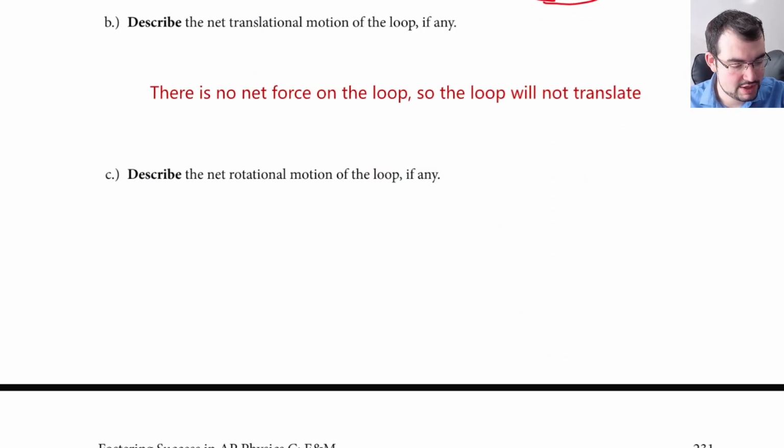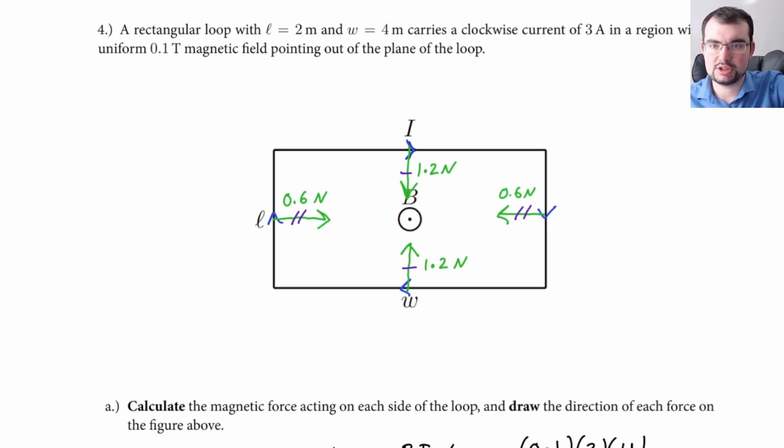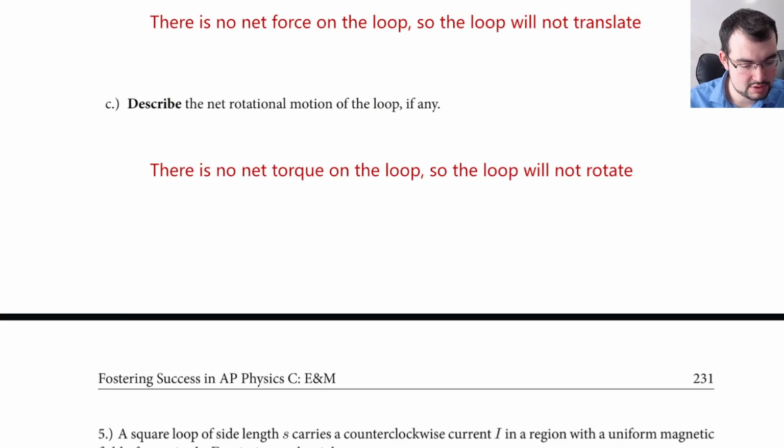What about the rotation of the loop? Well, this isn't going to spin. Think about pushing down, left, up, and right on this rectangle. You're really trying to squeeze it. That's not going to rotate it, though. So there's no net torque on the loop, so you don't get any rotation.